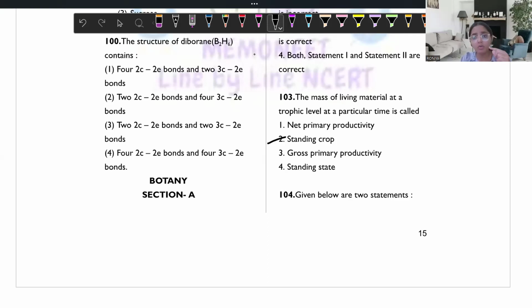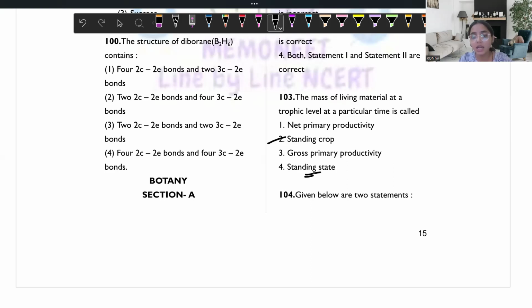And each level of a food chain is a trophic level. The amount of biomass, or living material, that is present in this trophic level at a particular time is known as standing crop. And this is the answer to question 103. Let us see other options: net primary productivity, gross primary productivity, and standing state.